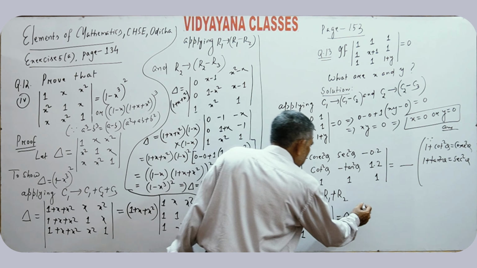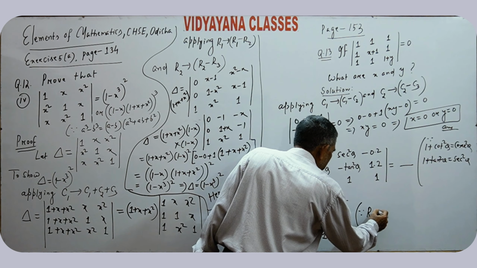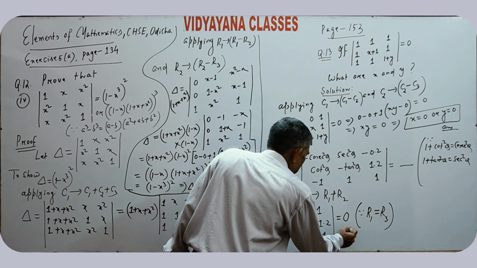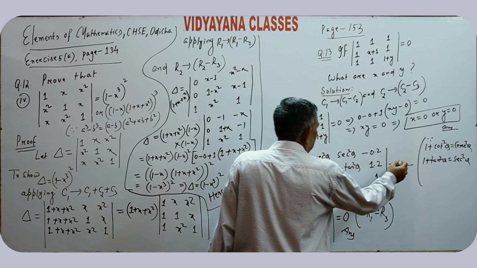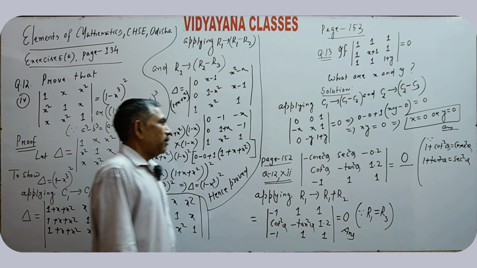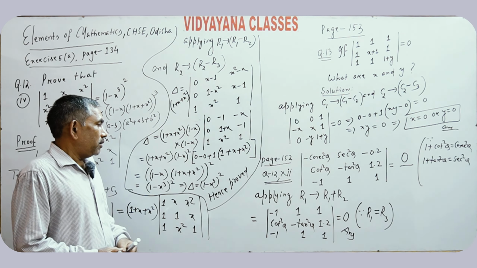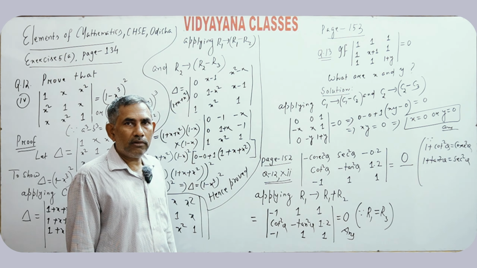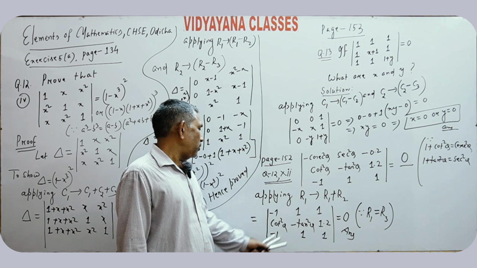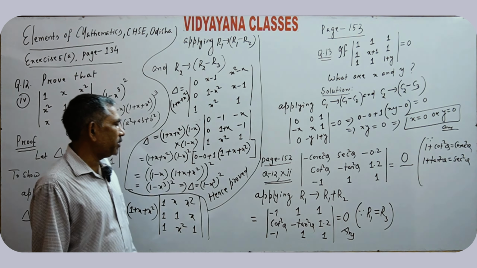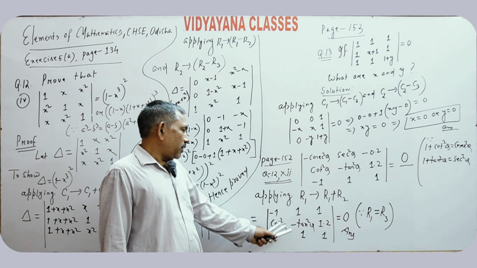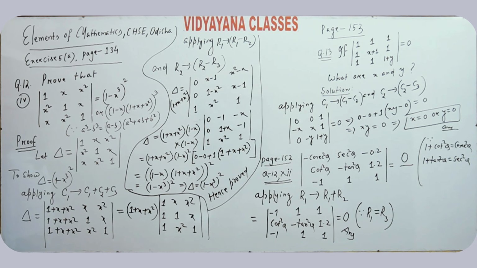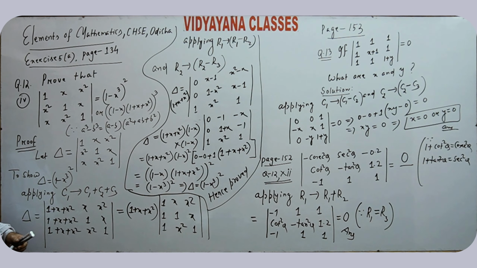Since row 1 is equal to row 3, it is the answer. The value of the determinant is 0. Clear? Since row 1 is equal to row 3, the value of the determinant vanishes, or is 0, if any two rows are identical. That means same. Row 1 and row 3 are equal, so the value of the determinant is 0. Note down.